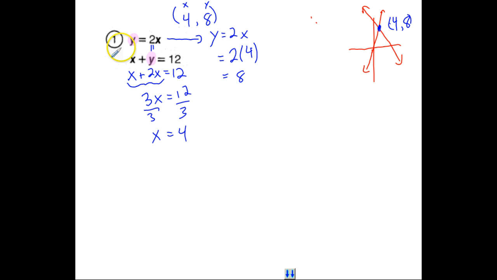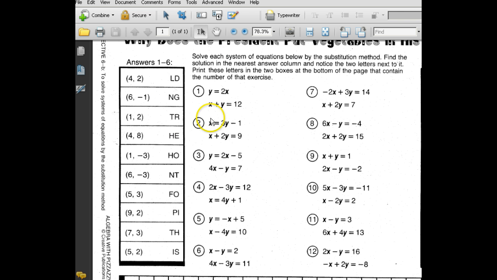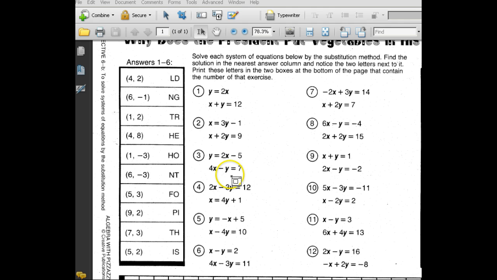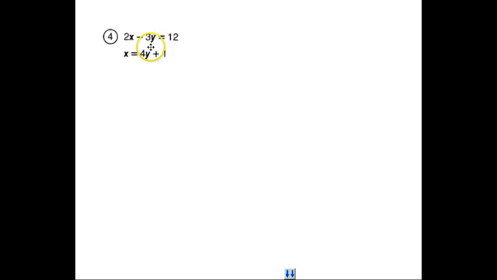Let's do a few others. The easier kind is when it's already y equals or x equals. You don't have to do any work in the beginning. You just start plugging it in and substituting. Okay. So like on number 2, a good one to do. Let's go to number 4. Again, this is a little bit easier because it's already an x equals or a y equals.